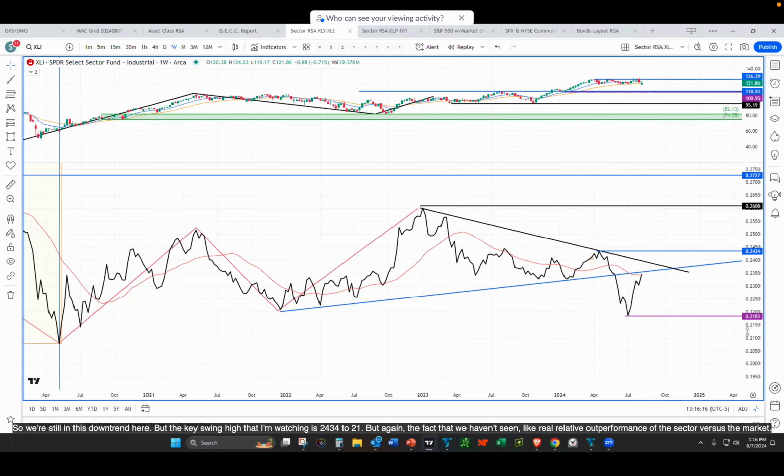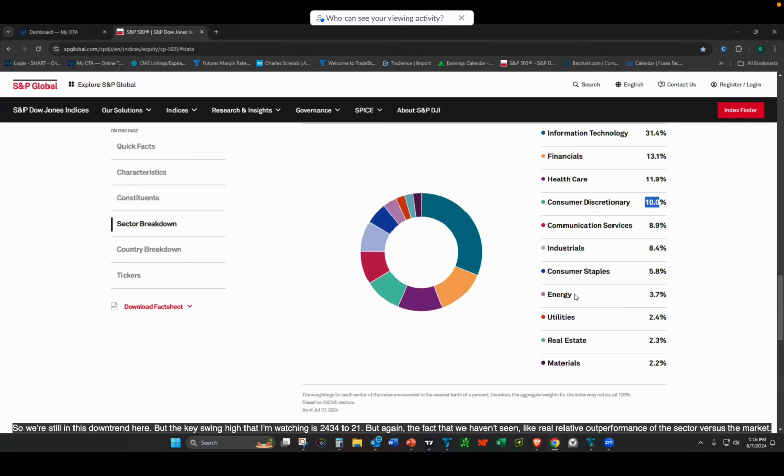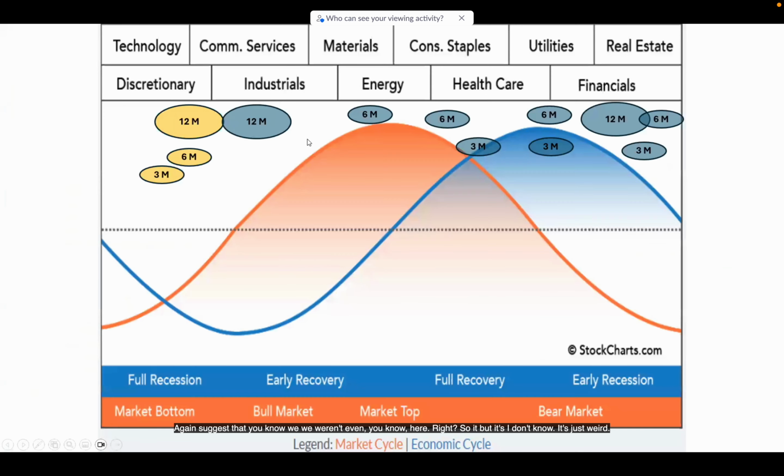24.34 to 21.18. But again, the fact that we haven't seen real relative outperformance of the sector versus the market suggests that we weren't even here, right? So I don't know, it's just weird. As far as the cycle is concerned, this is probably one of the more confusing periods in time that I've seen in the last 17 years. Okay.